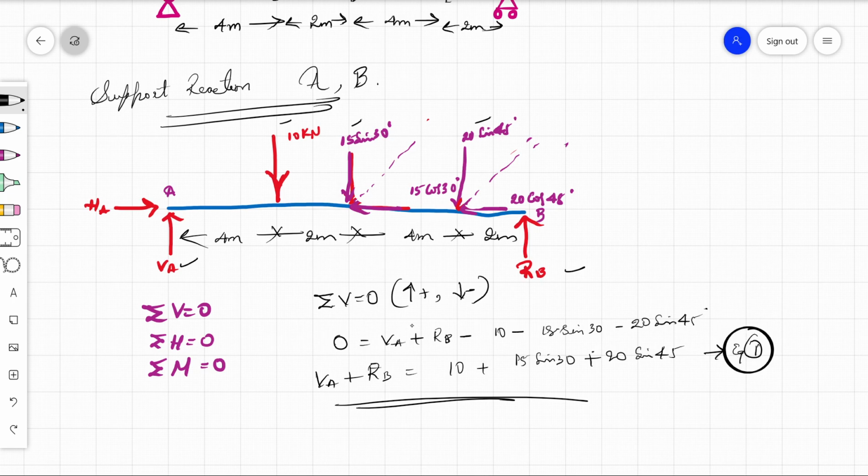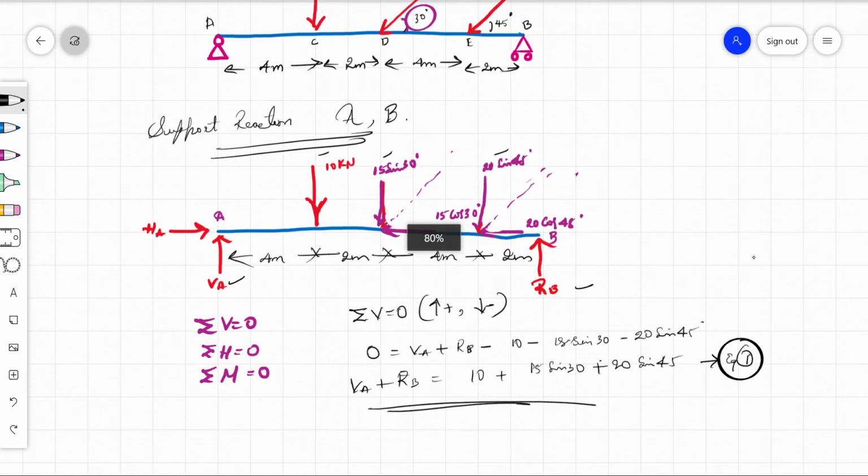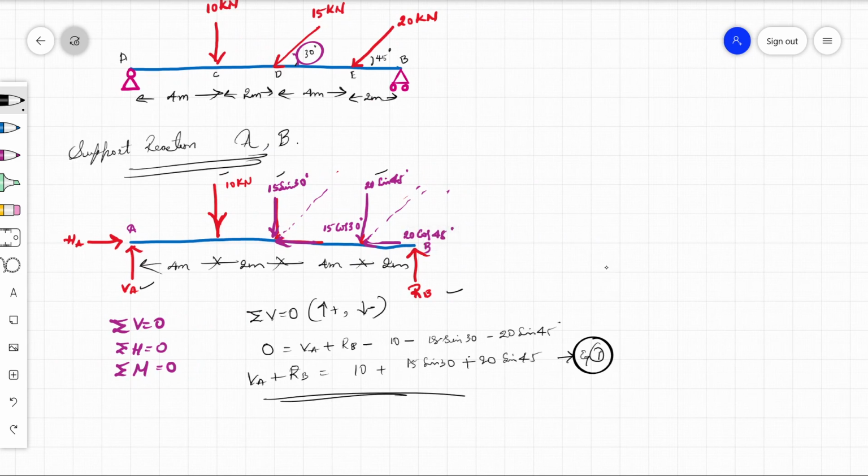Equation 1. Let us solve the second thing, that is summation of horizontal force is equal to 0. So 0 is equal to, I have to summate all the horizontal forces. What all the horizontal forces are there? This is one horizontal force, this is a second horizontal force, and this one is a third horizontal force.